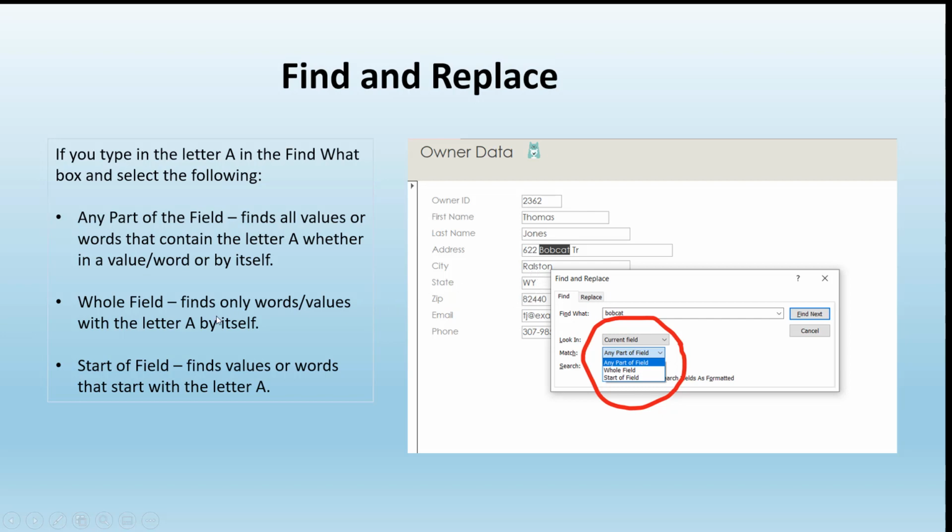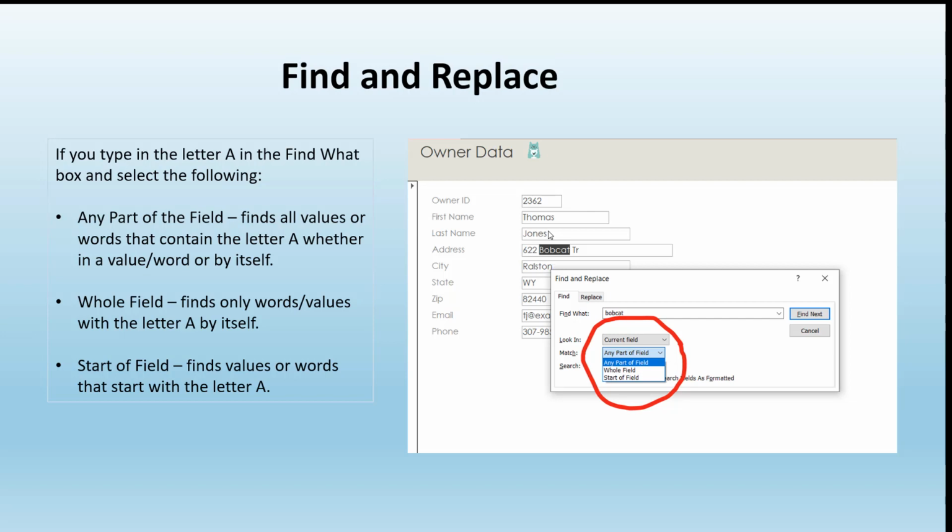Whole field finds only words or values that are the letter A itself. A by itself is a word. So it would probably not find anything in this. Throughout this entire form, I don't have just a single A as a whole word.